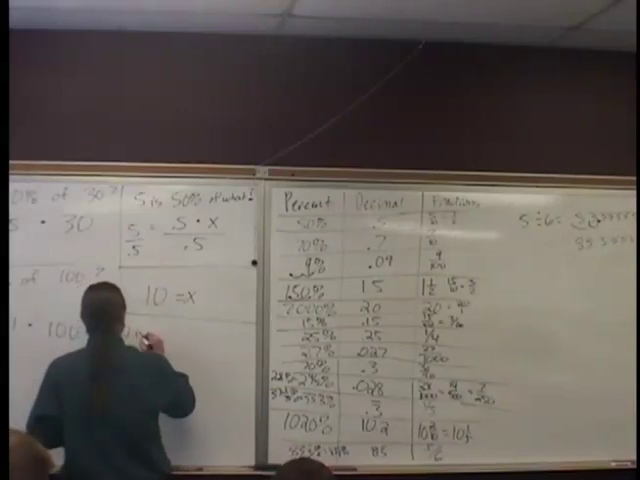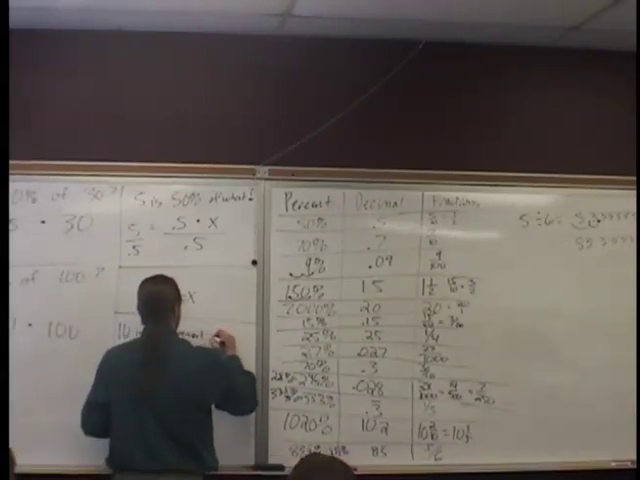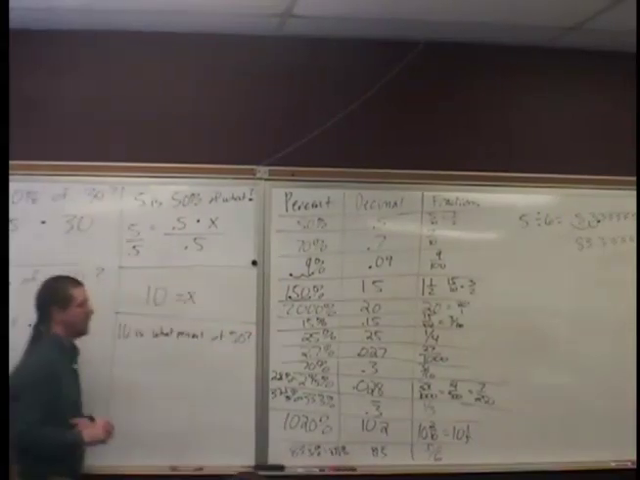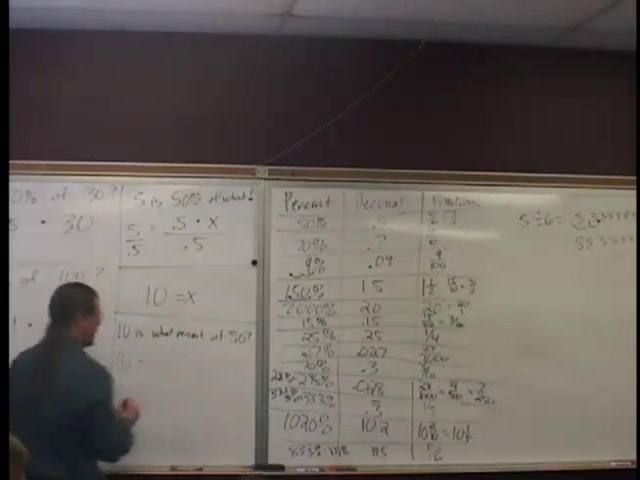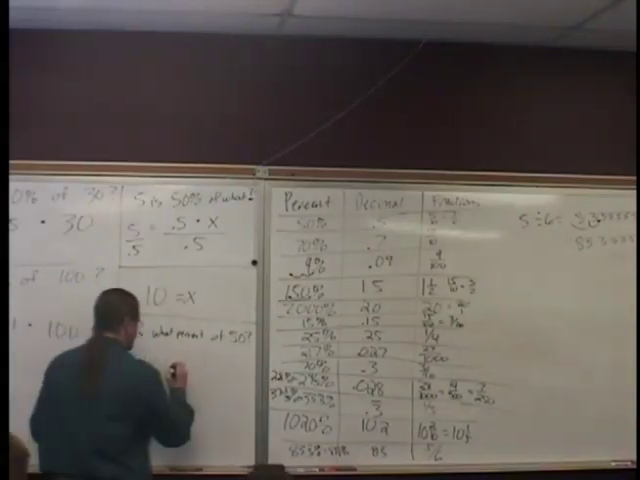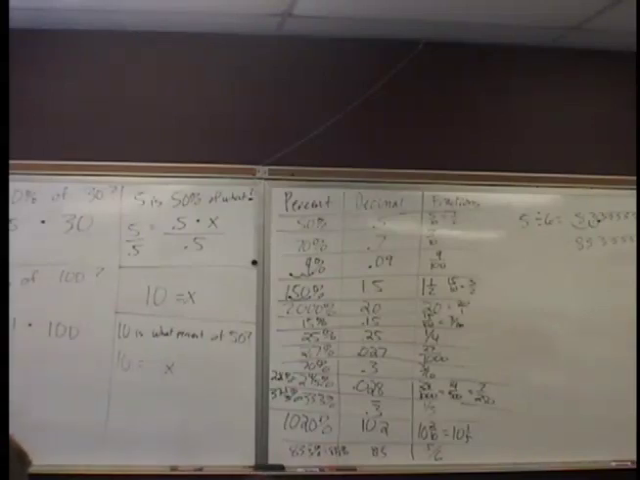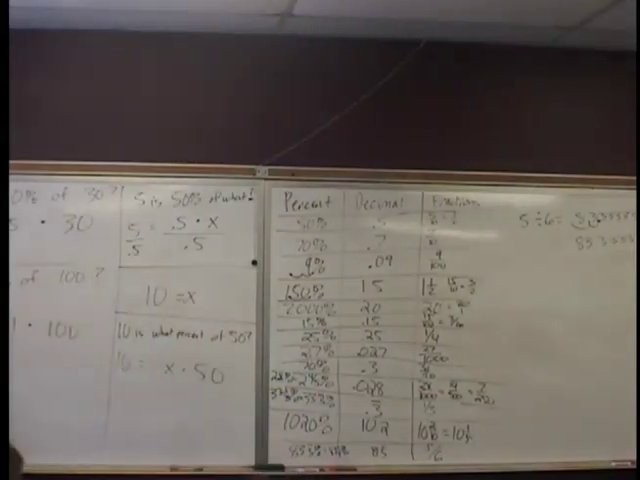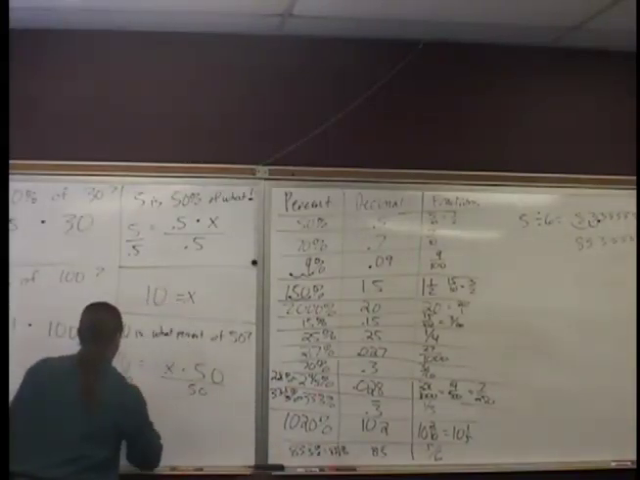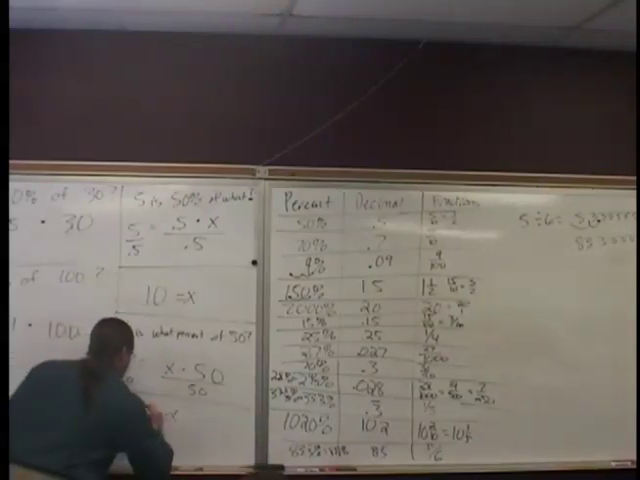All right. 10 is what percent of 50? So this will be the last one. Again, translate, right? 10 equals what percent? Just be careful. It is just x, but be careful, right? Because I want it as a percent of, times 50. How do I get x by itself? Divide by the 50. Ten divided by 50 is 0.2.